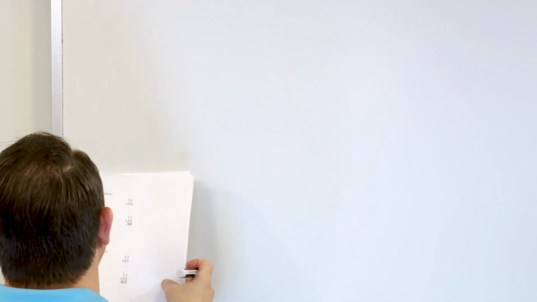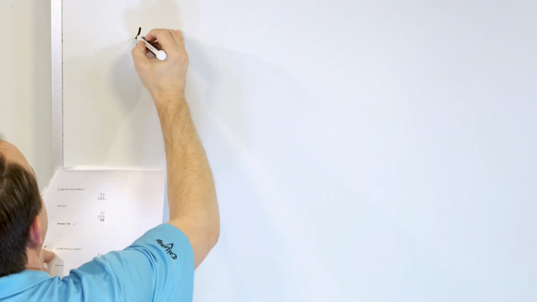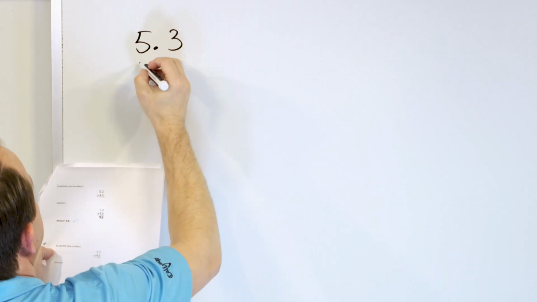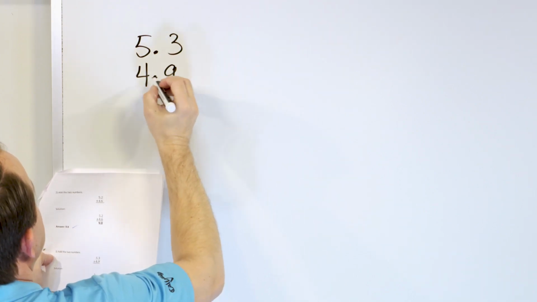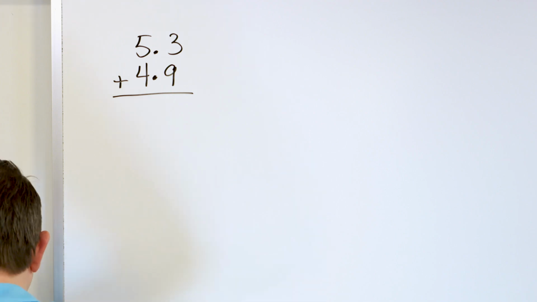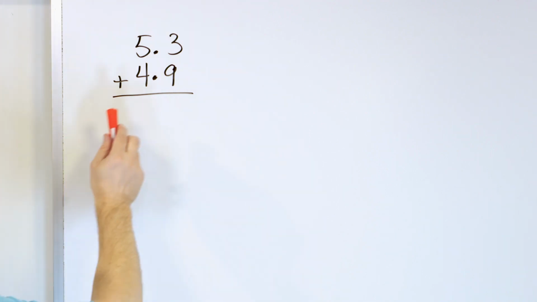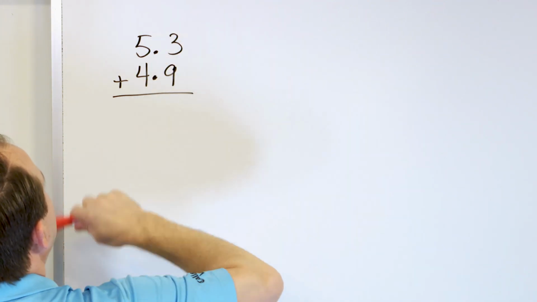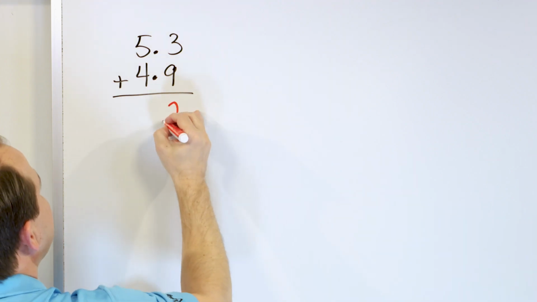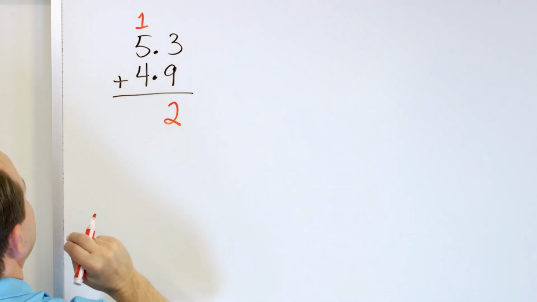All right, problem number 3. Let's take a look at 5.3 plus 4.9. All right, add them up. Start in the right column. What do we have? 9 going up, 10, 11, 12. I have 12, so I have to then carry the 1 to the next column like this.